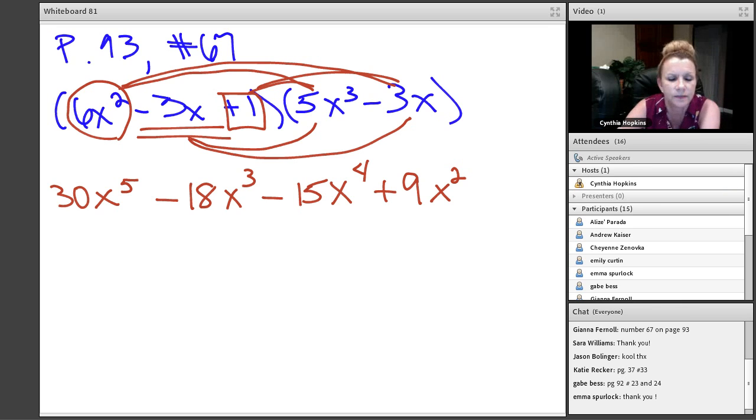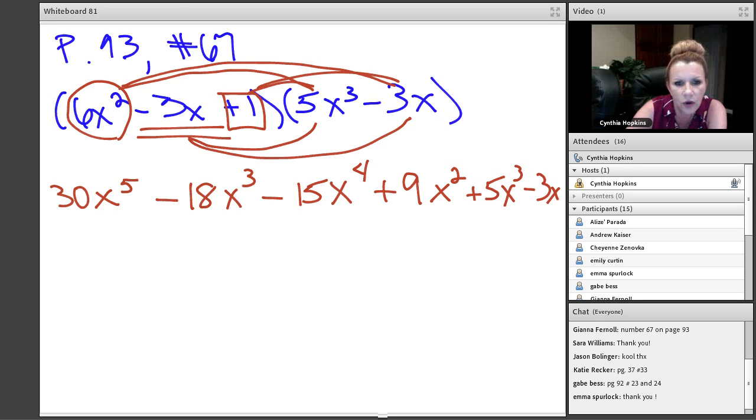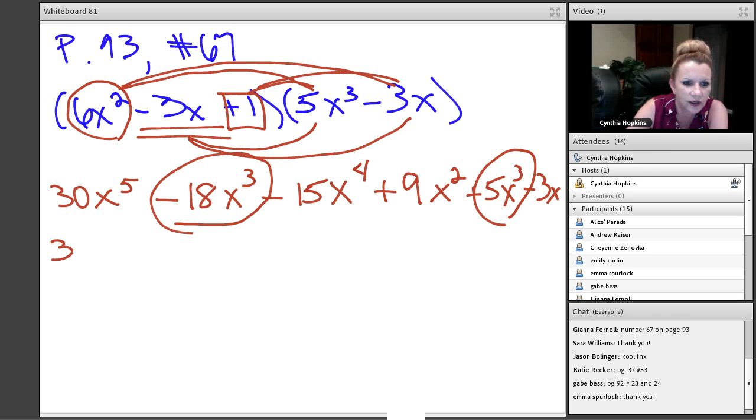Okay, finally, I have the third term plus 1 that I distribute, and so that gives me a plus 5x cubed minus 3x. And so now I just need to look for like terms. I have a 5, a 4, 2 3s. These are the only like terms, I believe. 2 and 1, yep. Okay, so here's my final answer.